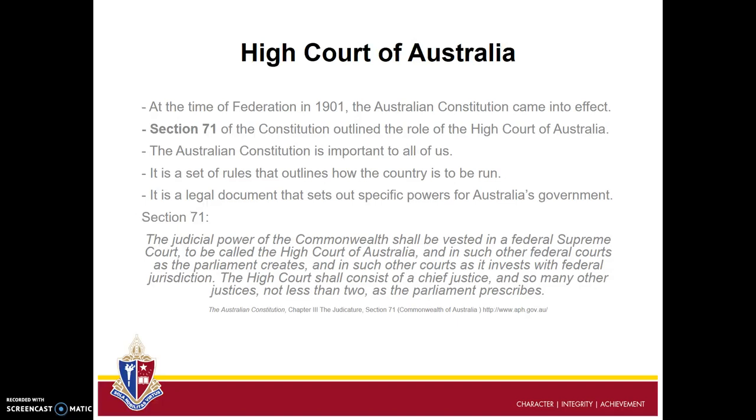So Section 71 says the judicial power of the Commonwealth shall be vested in the Federal Supreme Court to be called the High Court of Australia, and in such other federal courts as the Parliament creates, and in such other courts as it invests with federal jurisdiction. The High Court shall consist of a Chief Justice and so many other justices, no less than 2, as the Parliament prescribes. So it gives the Parliament some scope there to legislate, I suppose, on the functions and the ins and outs of the High Court. But essentially, Section 71 can't be changed without a referendum that we will have a High Court.